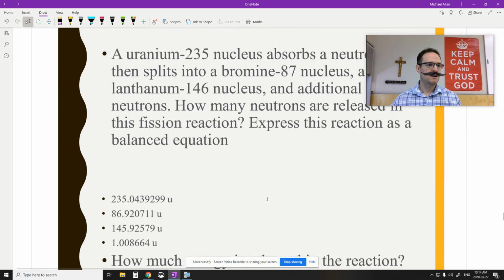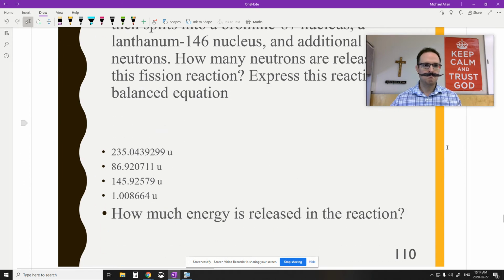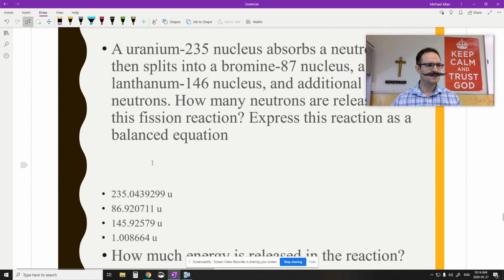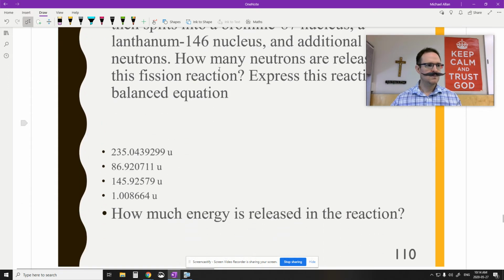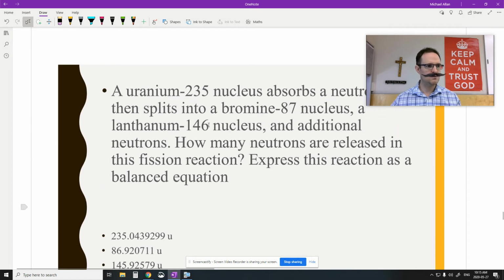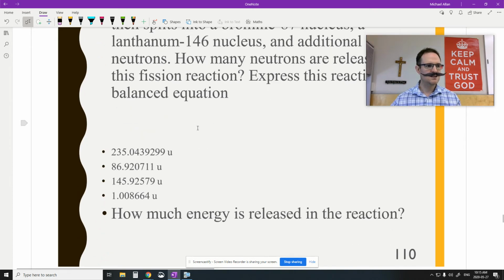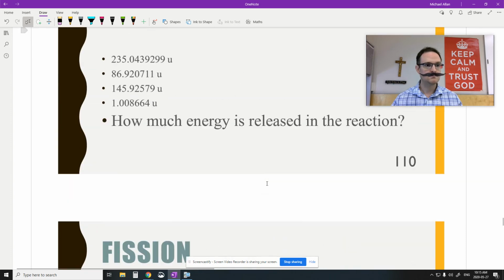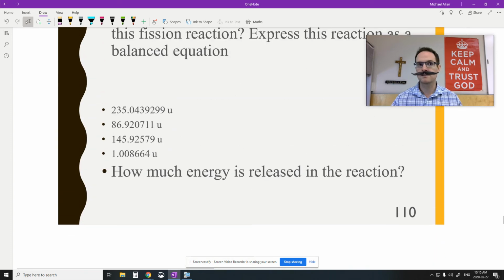Maybe. Okay, here's another one here. Pause the video, try this question out, see if you get the right answer. There's some numbers down here that represent those. You're going to have to determine, because an additional neutron is used in the reaction, right? It absorbs a neutron and then neutrons are released. So you're going to have to determine how many neutrons are actually released in this reaction by conserving the tops and the bottoms of the reaction, and then determine the energy released. And I will be back after the pause.